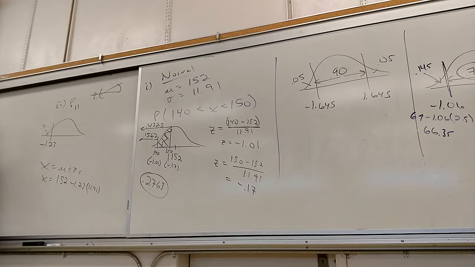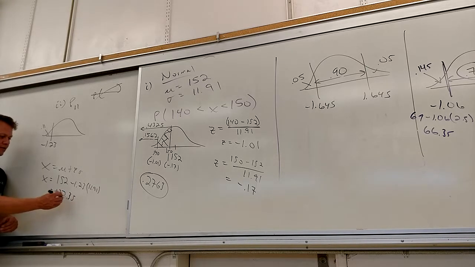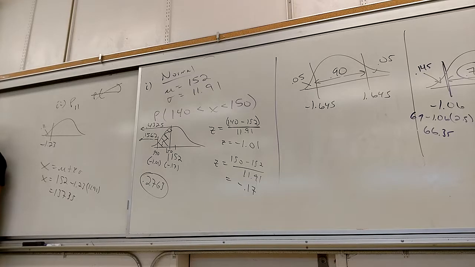Whatever that is, it's like 137. 137.35. So there you go. So that would mean if this was a test that people were taking, where the average is 152, like a 300-point test or whatever, then if you scored a 137.35, you would be in the 11th percentile. That would not be a good day for you, right? That's what that means.